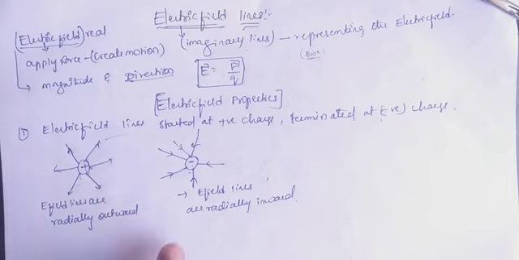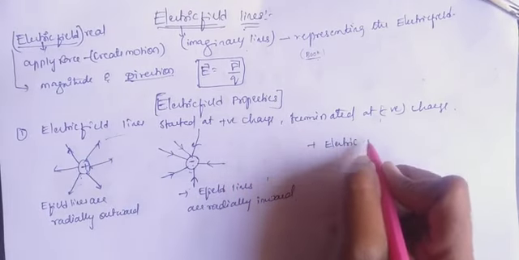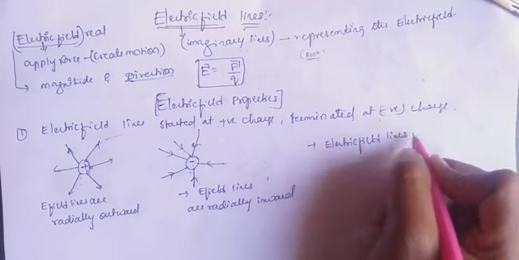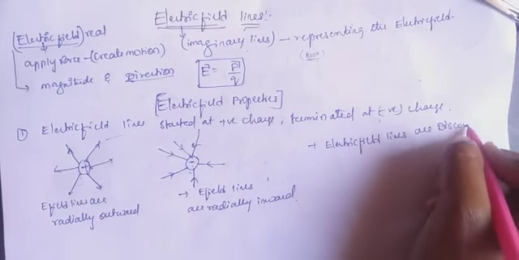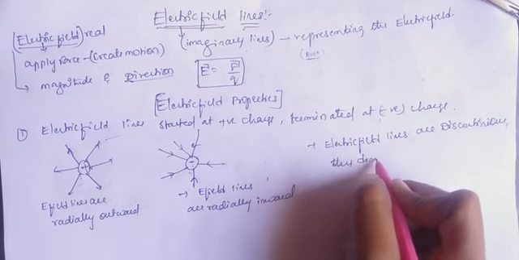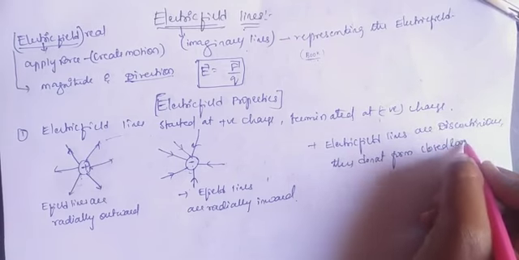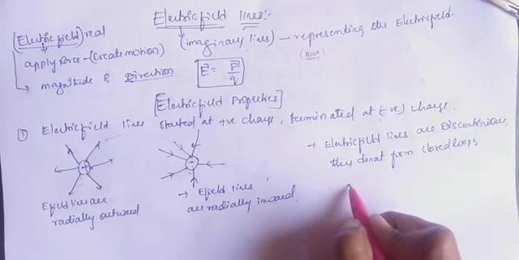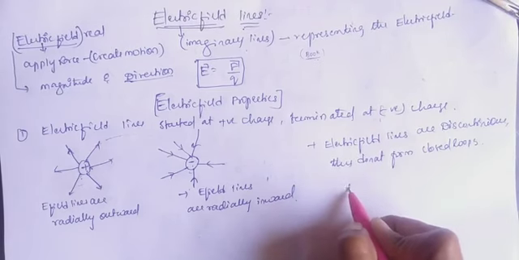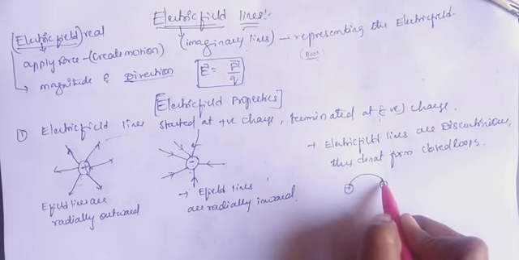Magnetic field lines are continuous lines, but electric field lines are discontinuous lines. They do not form closed loops. Closed loops means that if there is a positive charge where a line starts, and a negative charge where it terminates, it will not start again from there.